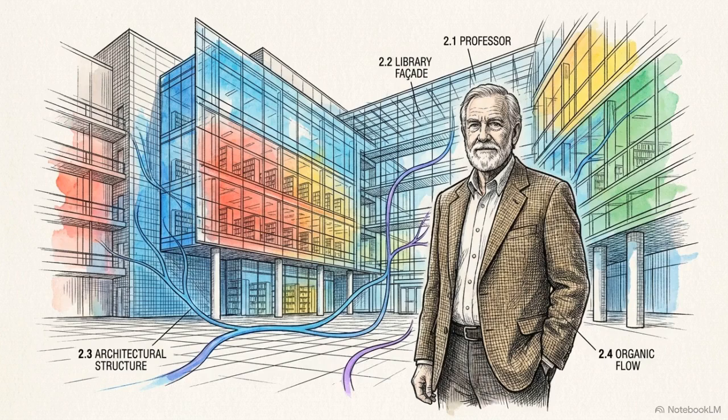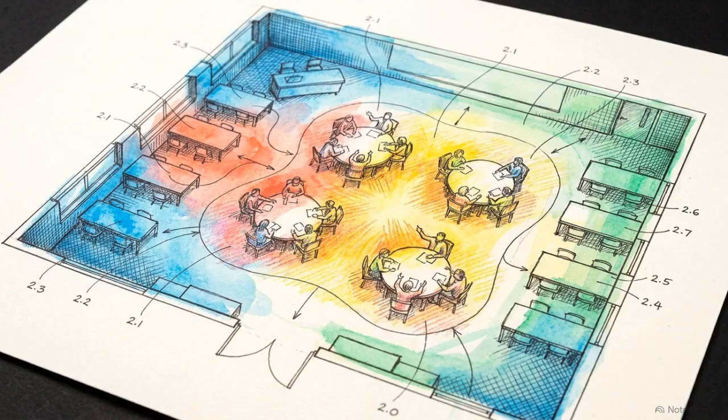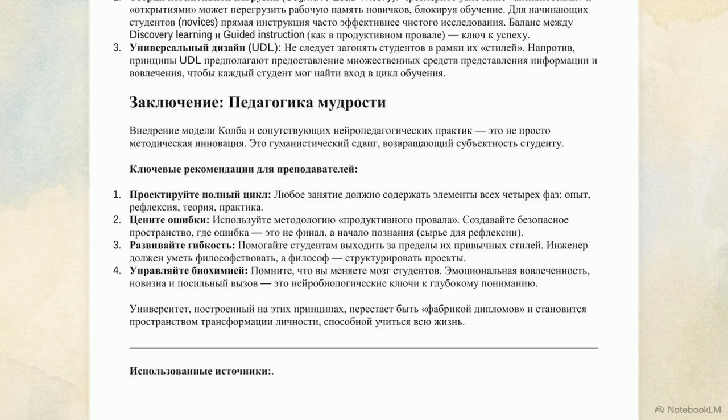The directives for modern educators are clear. Design full cyclical experiences. Engineer situations where mistakes serve as valuable raw data. Manage the limbic biochemistry of the room, and demand cognitive flexibility over stylistic comfort. This shift transforms the university from a credentialing center into an environment that physically re-engineers the human mind for a lifetime of learning.